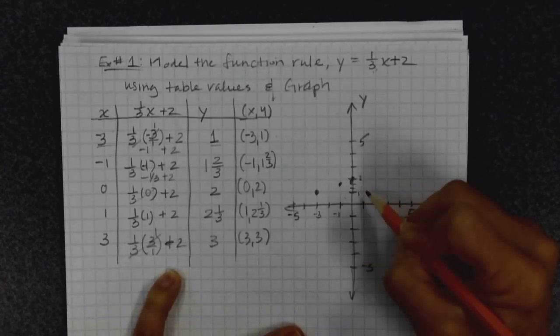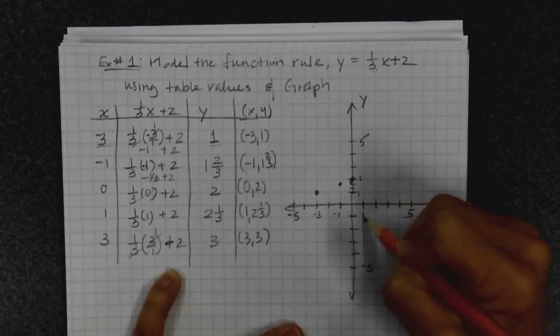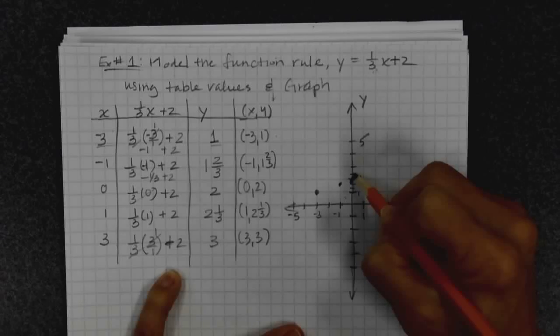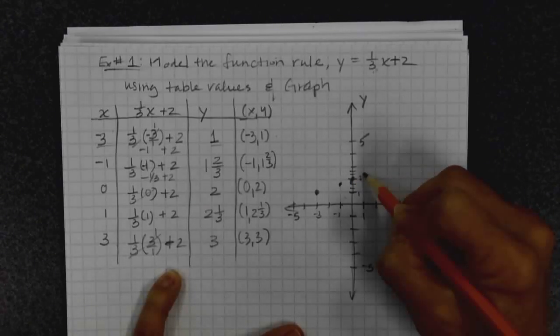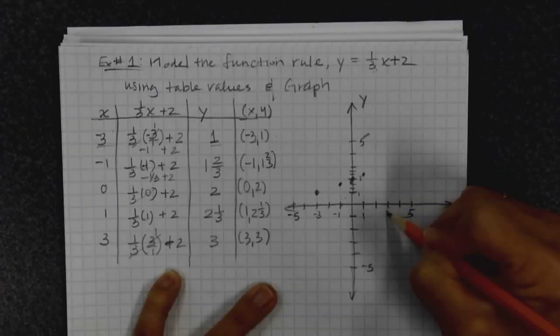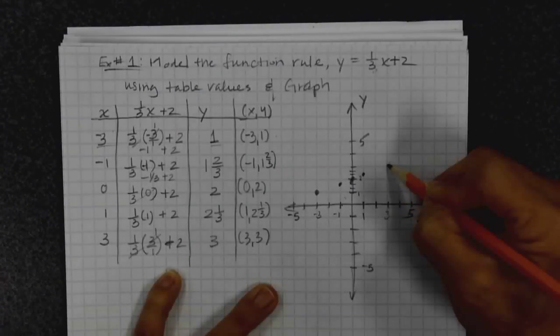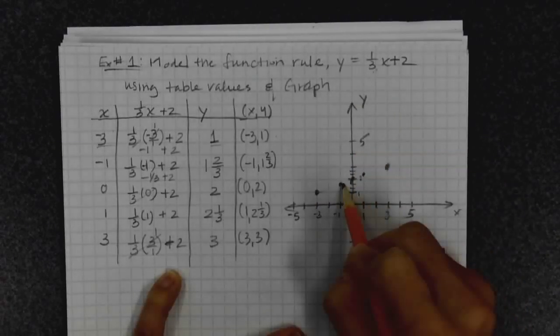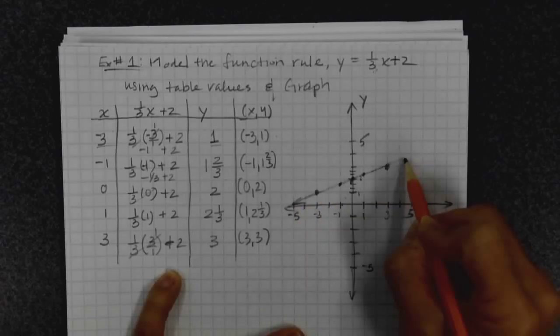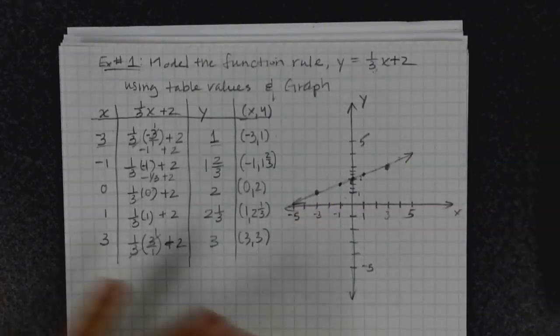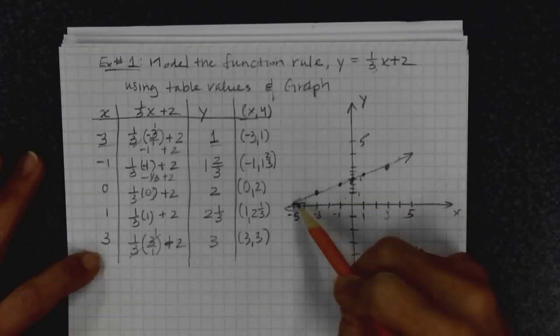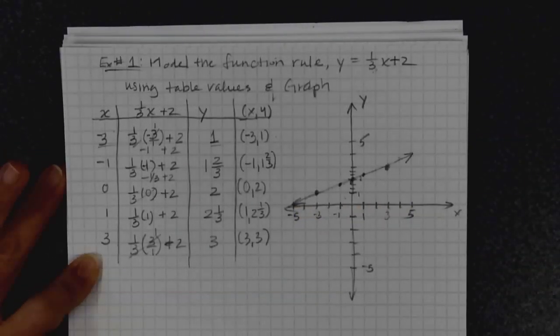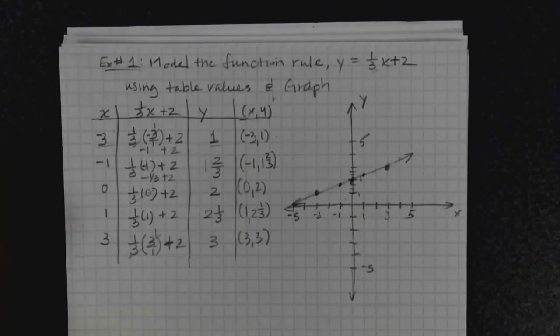And then 0, 2. And we got 1 and 2 1/3. So here's 1/3, here's 2/3. So 2 1/3 is right here. And the last point is 3, 3. And whenever we graph a function rule, we are going to connect the dots, and this creates a line, which goes on forever, and we make an arrow at the end of the lines. And this is how you graph a function rule using a table.